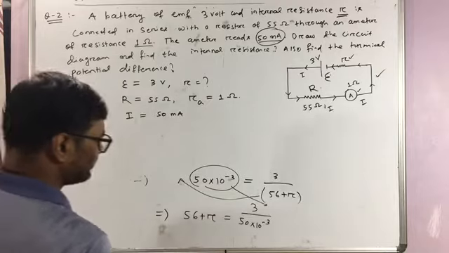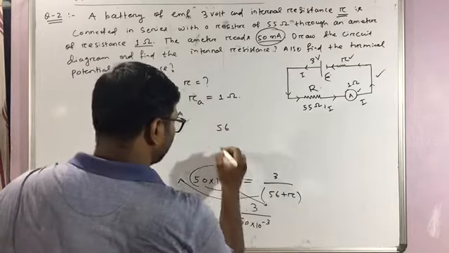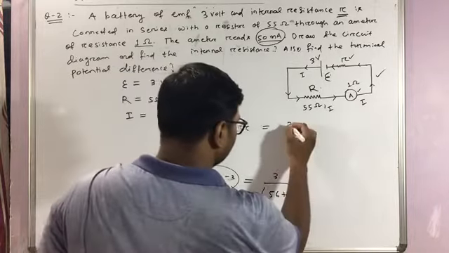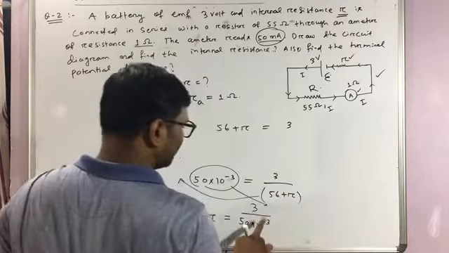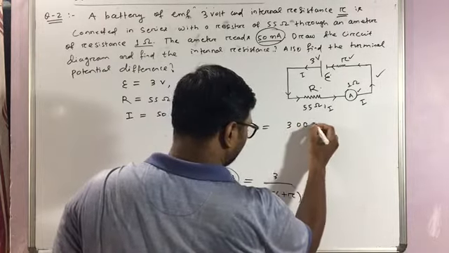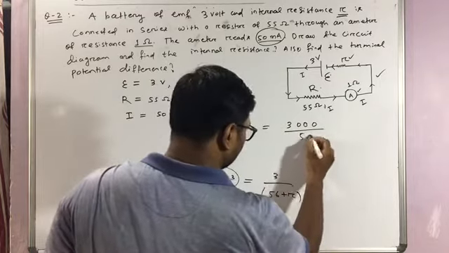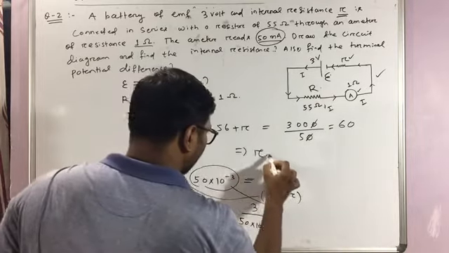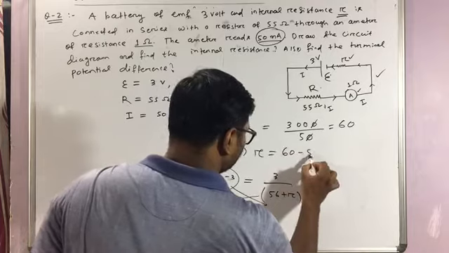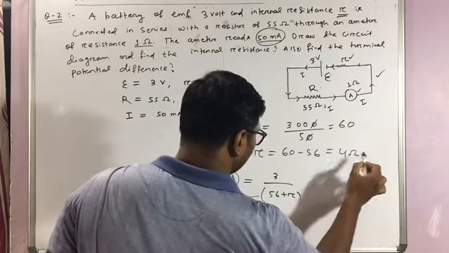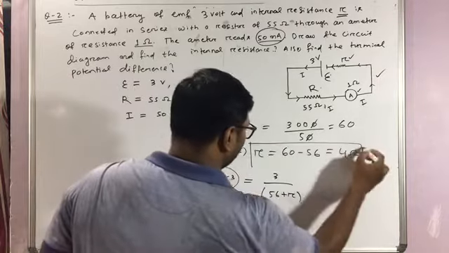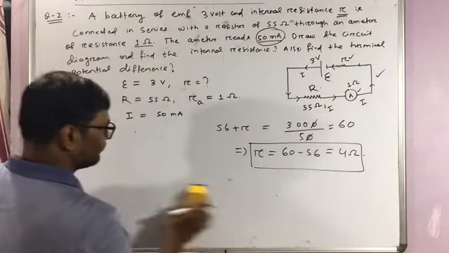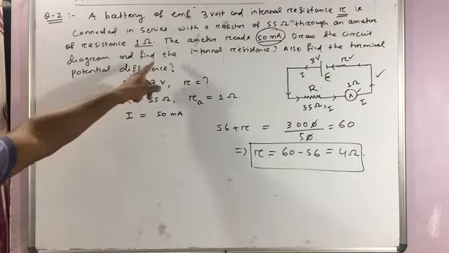Now if you solve it, I can write 56 plus R would be 3 by 10 to the power minus 3, means 3 into 10 to the power 3. 10 to the power 3 is what? 1000. So which is 3000 by 50, which is 60. So R is 60 minus 56, that is 4 ohm. So here the value of R, means internal resistance, is 4 ohm. Got all of it? So the second question is over.